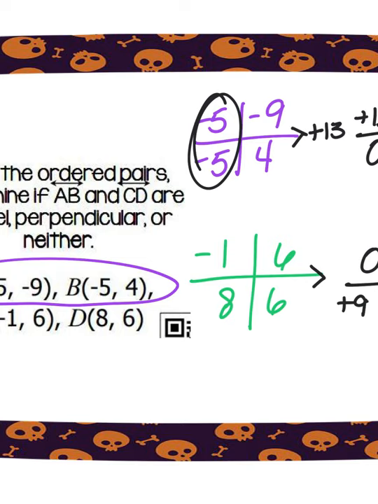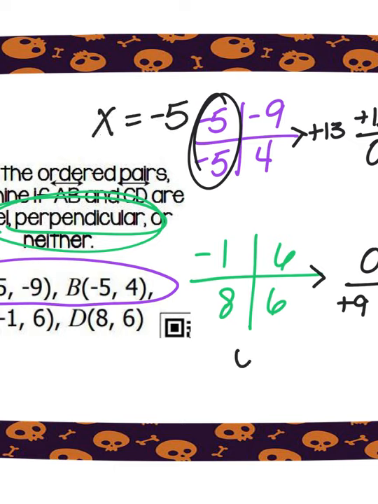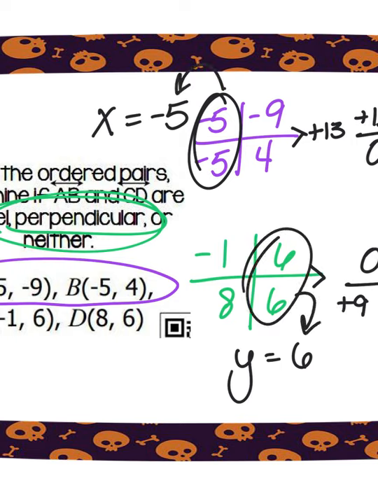So if we have an undefined and then we have a 0 slope, what does that mean for us? They're perpendicular. They are perpendicular. That's right. Because remember, that would mean a horizontal and a vertical line, which then in turn makes them perpendicular. Just to kind of talk about this equation right here for the first one would be x equals -5, and then this one would be y equals 6. And the reason it equals 6 is because both points have 6 as the y value. Both points have -5 as the x value.